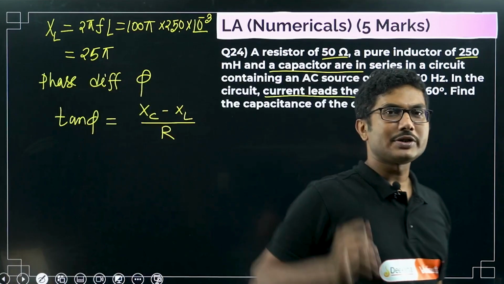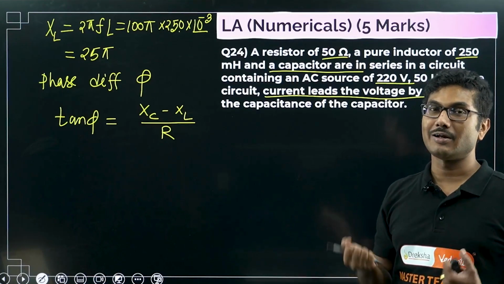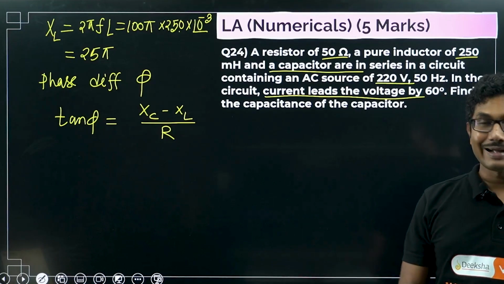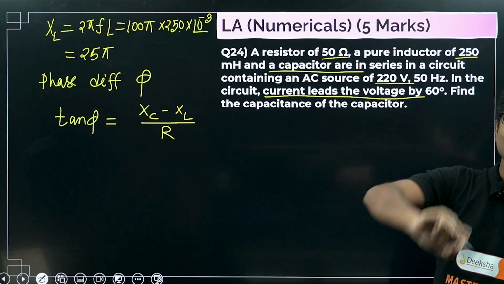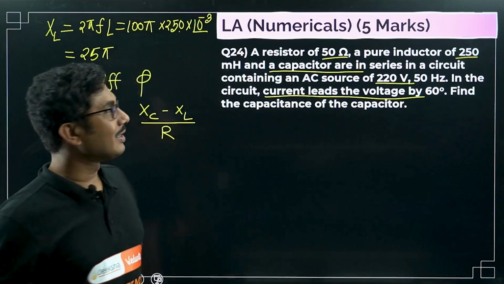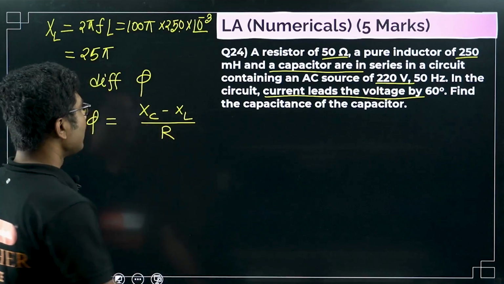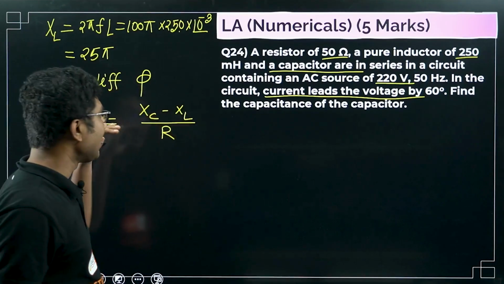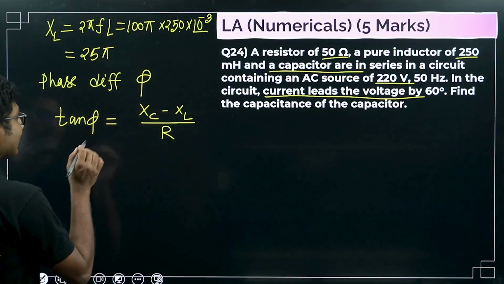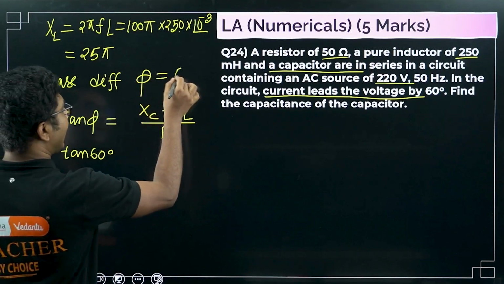If you remember our previous problem where we solved a similar question, we determined whether current is leading or lagging. In that case we found that XL was more than XC, so we said current lags. Now they have mentioned current leads the voltage, so this also has some meaning, right? The meaning of current leading the voltage is that XC is more than XL. So while writing this formula we have to be careful, XC minus XL. Now tan phi is given as 60 degrees, so we simply put the value as 60 degrees.